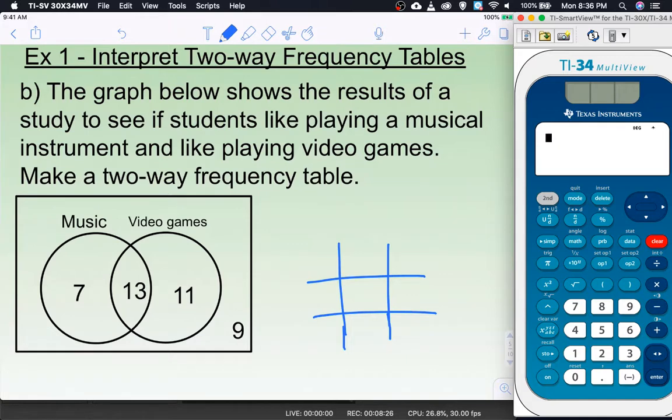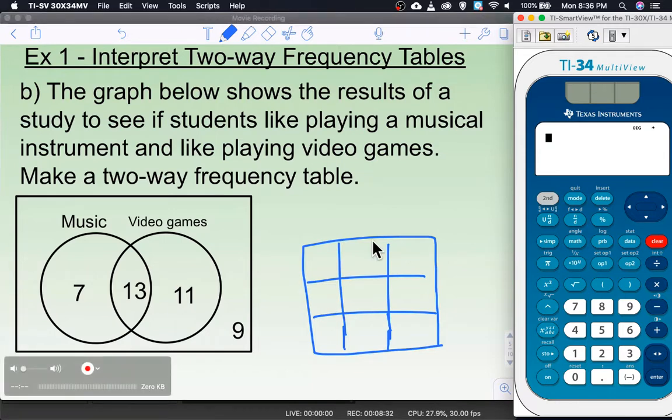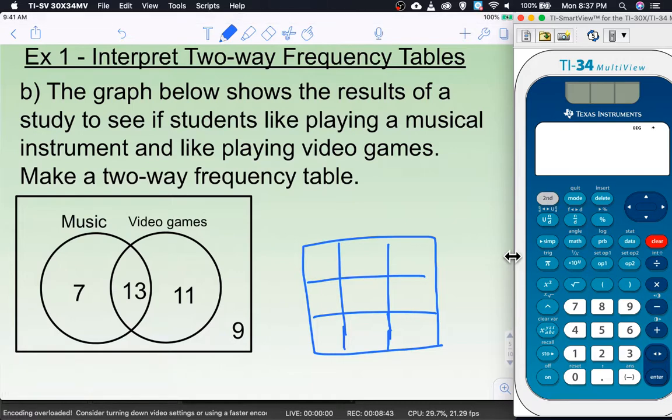I then take my tic-tac-toe board and I draw a box around it. Inside here is where all my numbers are going to go. On the outside is where my labels are going to go. So you need space on the top and on this left-hand side. You really don't need any space on the right-hand side, but that's okay.